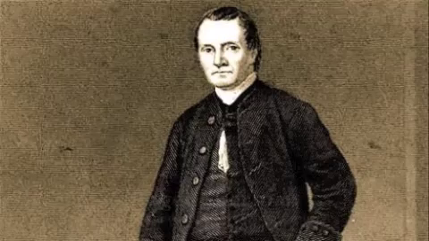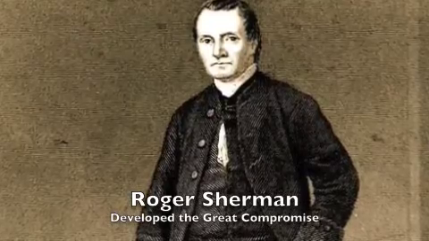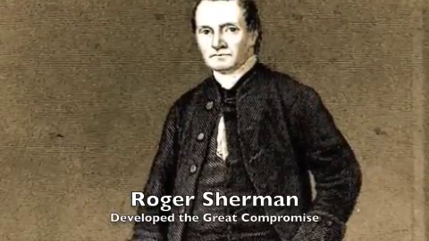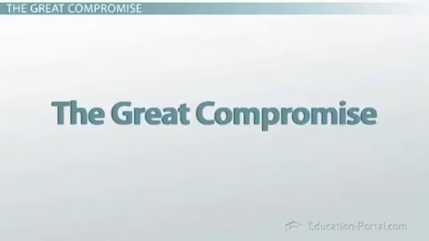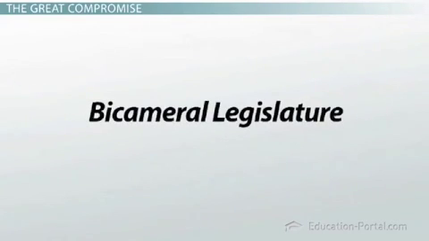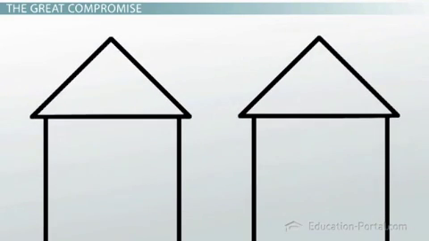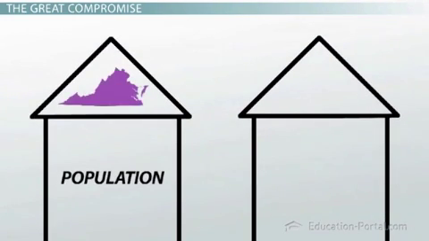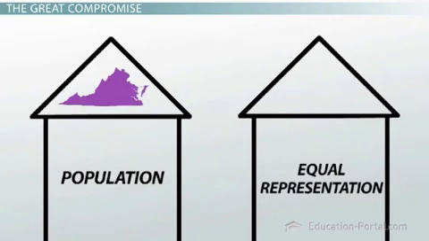Roger Sherman developed the Connecticut Plan, better known as the Great Compromise. This Great Compromise would set up a bicameral legislature. What this means is the Congress that it created would have two houses or two chambers. One chamber would be based on population, which came from the Virginia Plan, while the other house or chamber that came from the New Jersey Plan would have equal state representation in it.